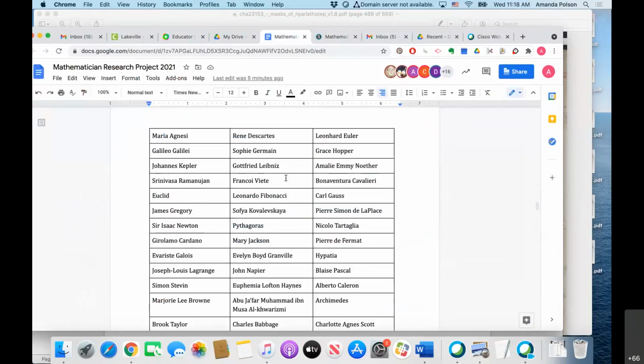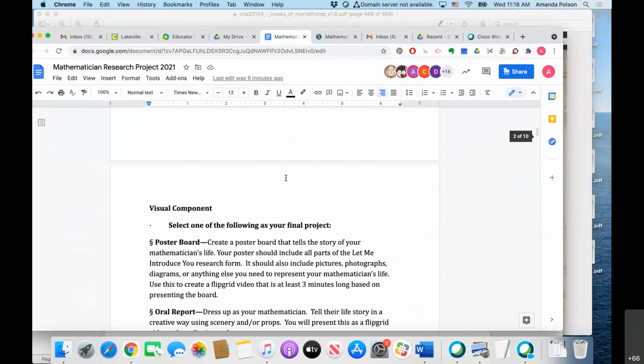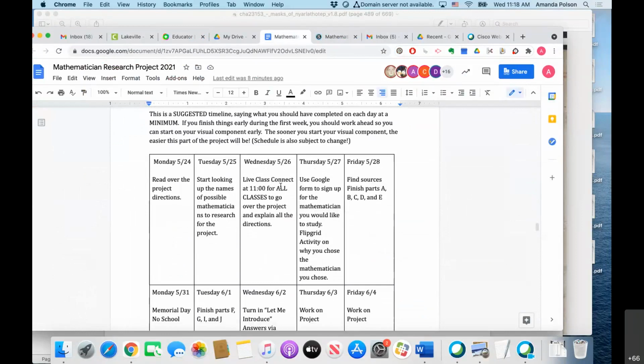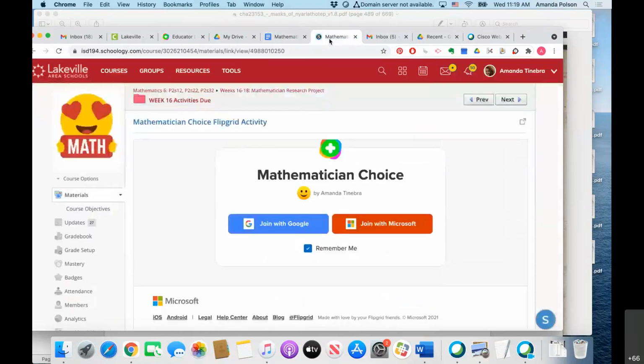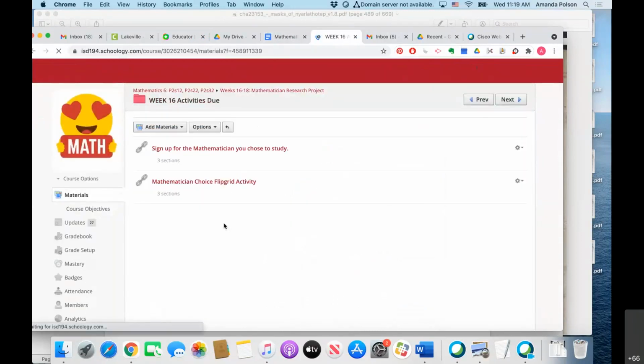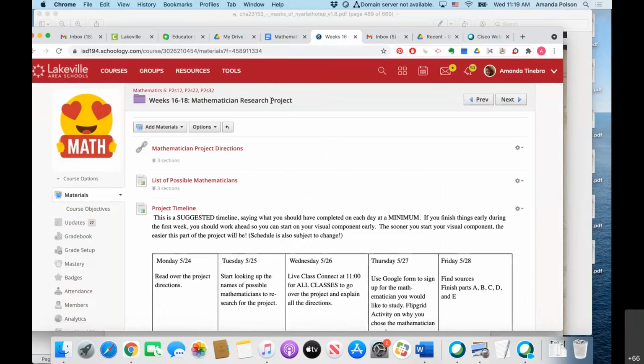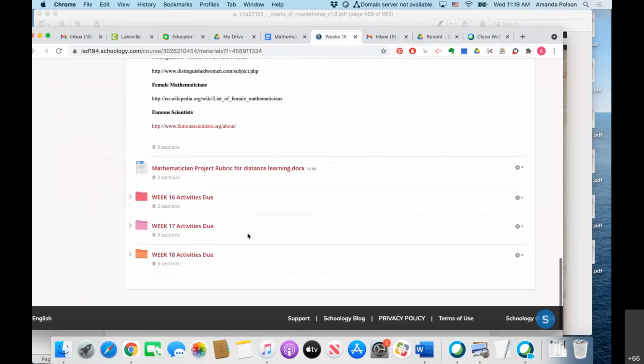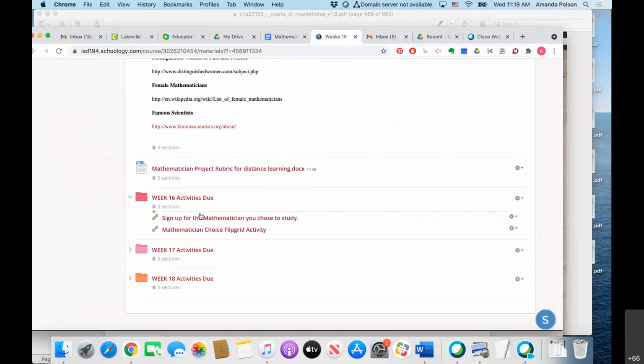okay? So after you choose your mathematician, those are the 2 things due this week. However, if you look at the timeline, that's not the only thing it says you should do. It says you should keep working. The Google form and everything else that I'm talking about is in the folder. So this is in the week 16 through 18 Mathematician Research Project folder. And if you scroll to the bottom, there's 3 folders for the things that you have to turn in. So week 16 activities due. You have to turn in these 2 things this week.